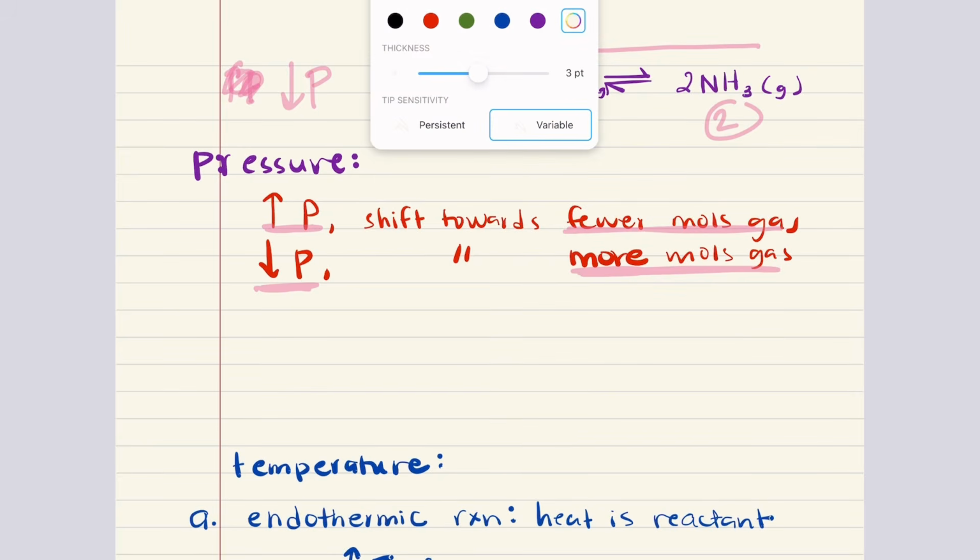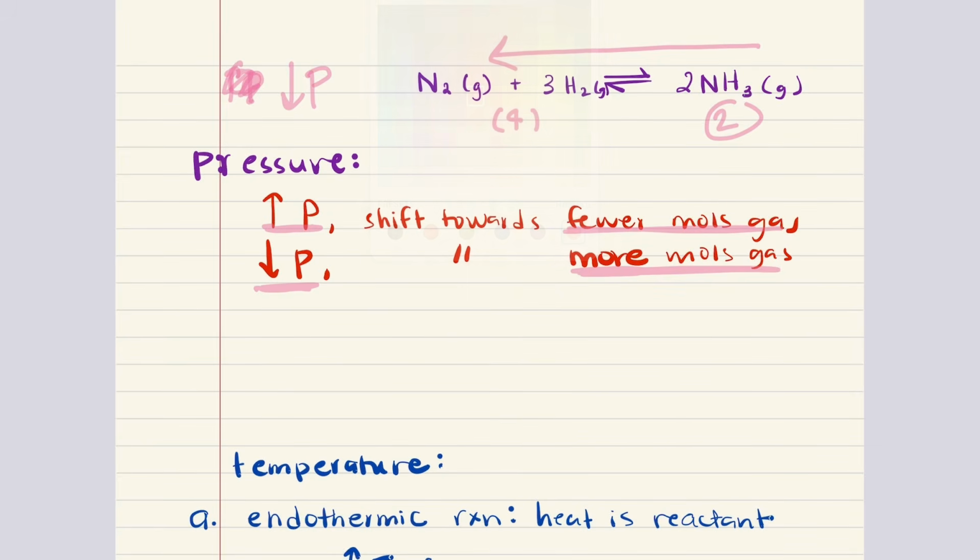Now, if you're curious about volume effects, it's really easy to think about because pressure and volume are inversely related. So, if you decrease the container volume while holding temperature constant, the gas particles have less space to move around, so pressure goes up. If you increase the container volume, the gas particles have more room, so pressure goes down.